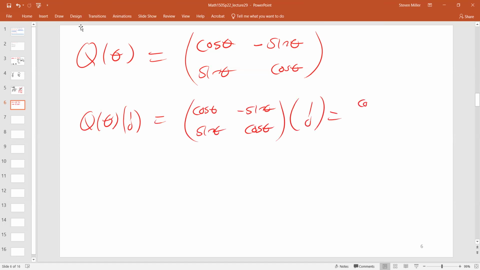This is going to just be cosine theta times 1 plus 0 times sine theta. That's just cosine theta. Because the way you multiply a matrix and a vector is you do the first row of the matrix dotted with the column. So it's cosine theta times 1 minus sine theta times 0. That's it for the first row. Now I do the second row dotted with it, so it's sine theta times 1 plus cosine theta times 0, which is sine theta.